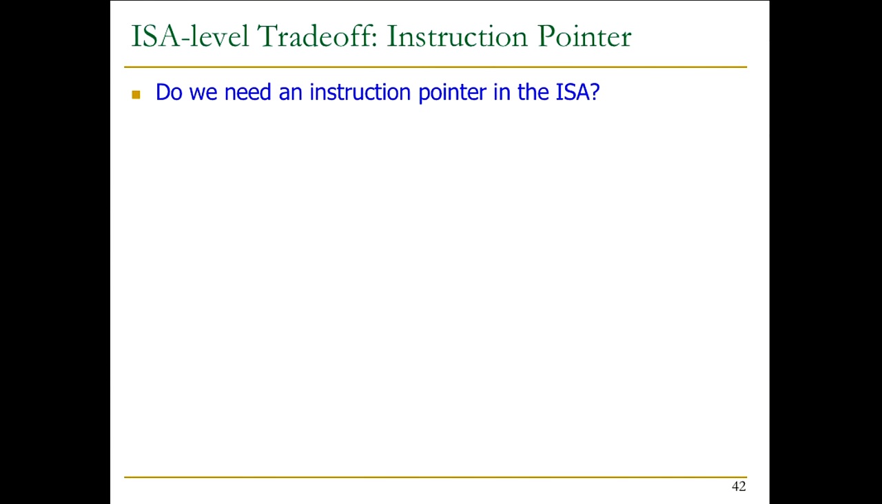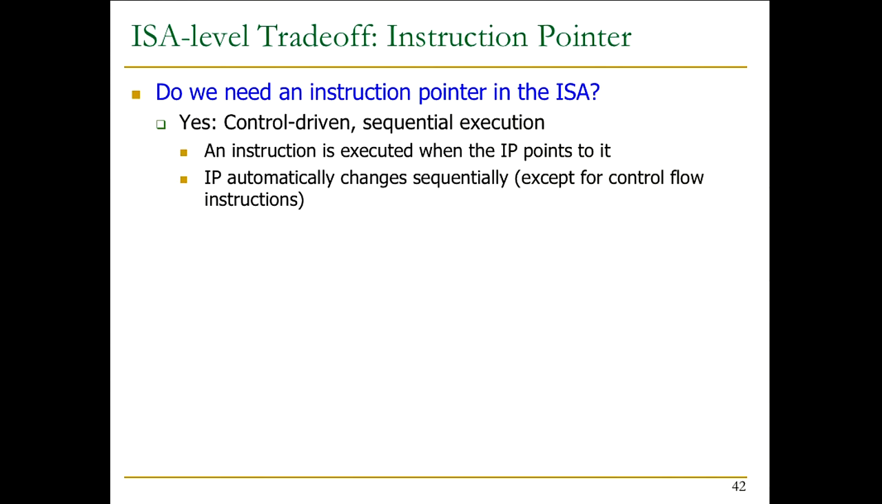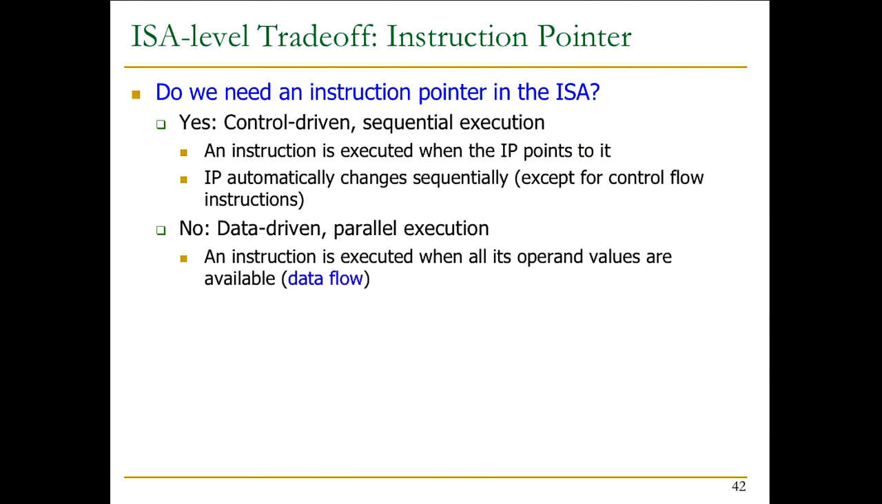Okay, so but let's look at the ISA level. Do we need an instruction pointer in the ISA? That's basically the trade-off we're making over here. If the answer is yes, you get control-driven sequential execution, the von Neumann model. An instruction is executed when the IP or instruction pointer points to it. I use IP and PC interchangeably. I like IP, instruction pointer, which is Intel's terminology because it makes more sense. But program counter is also fine. IP automatically changes sequentially, except for control flow.